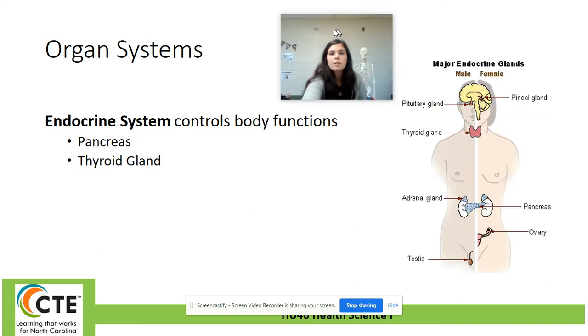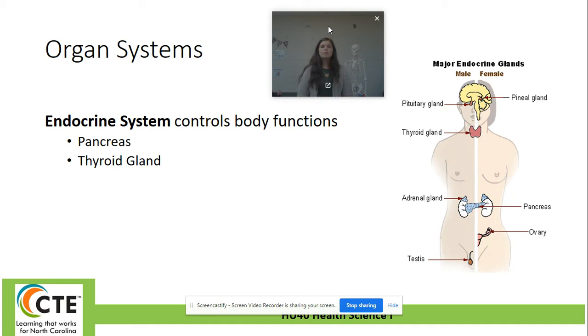Next, we have your endocrine system. Your endocrine system controls your body functions. It controls a lot of your hormone regulation. There may not be that many endocrine organs within the body, but there are tons and tons of hormones that are released by each of these organs that are super important for the regulation of all of our body processes. Some of the most common organs that we'll be talking about are the pancreas and the thyroid gland.